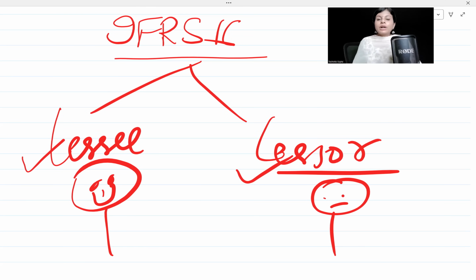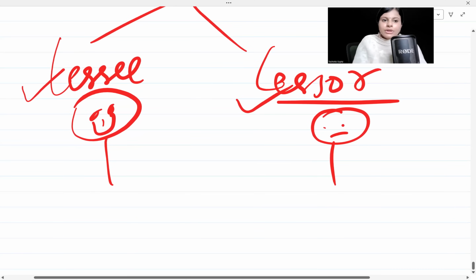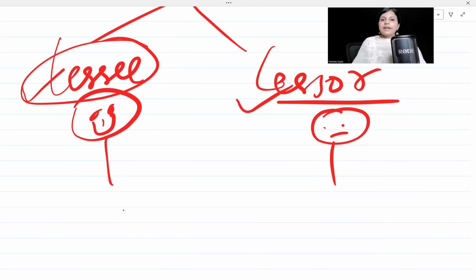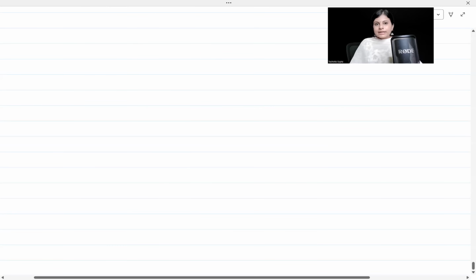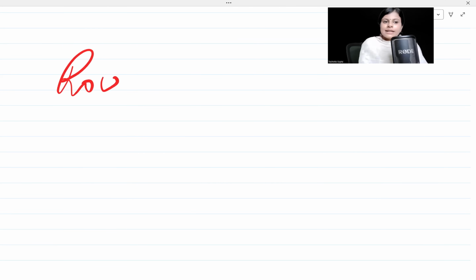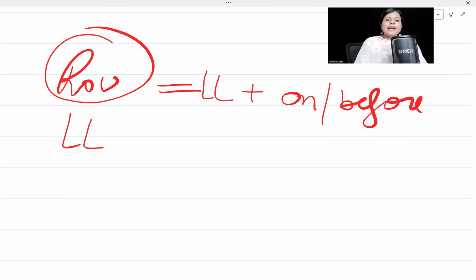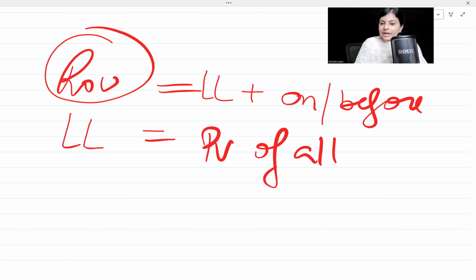In IFRS 16, both types of accounting are given. At FR level, you just need to know the lessee accounting, but in SBR and Diploma in IFRS, you need to know both. So in lessee accounting, we just have the ROU, right of use asset, and the lease liability being recorded, where my ROU is the lease liability plus any payments made on or before the commencement of lease. And my lease liability is the present value of all lease payments.